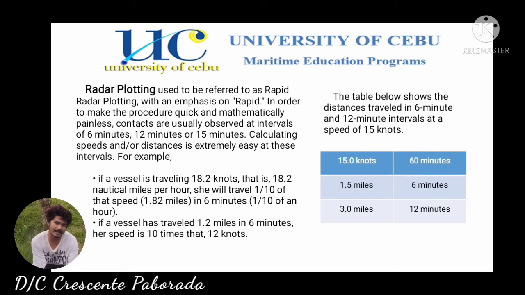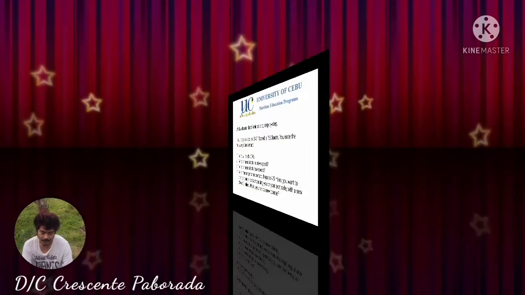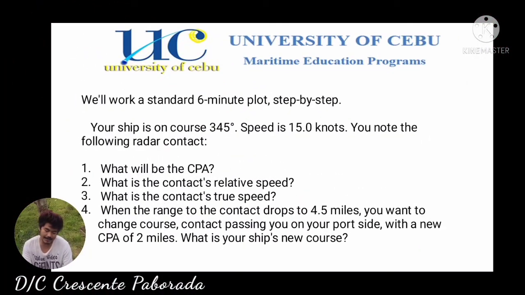Then the second example is, if a vessel travels 1.2 miles in 6 minutes, its speed is 10 times that, which is 12 knots. We will work this as a standard 6-minute plot, step by step. Your ship's course is 345 degrees, and its speed is 15.0 knots.